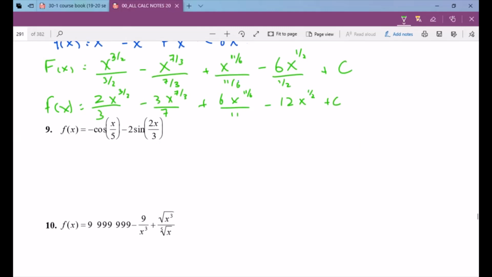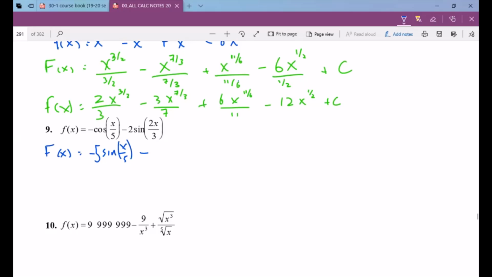Number 9. So the negative stays there. And the antiderivative of cos is just positive sine, right? Because the derivative of sine is cos. And so this is sine of x over 5. Now, we're going to divide it just like we were doing before. We're going to divide it by 1/5, which is the same as multiplying it by 5. So let's just slide a 5 in there.